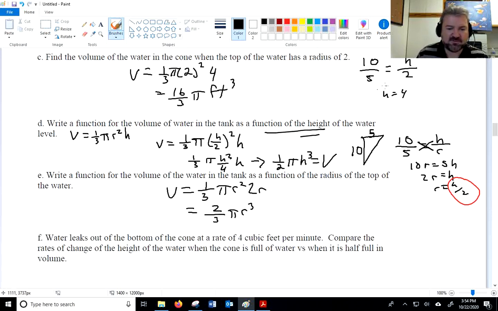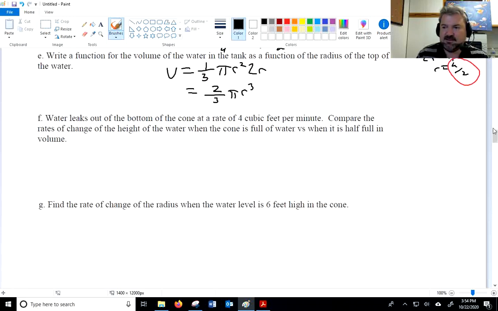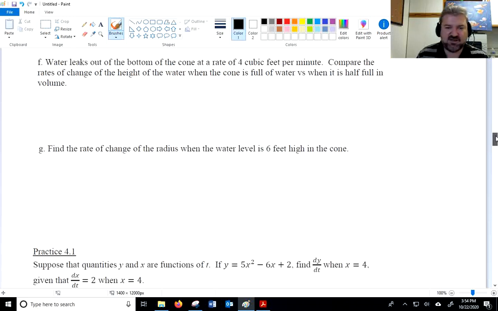Okay, water leaks out of the bottom of the cone at a rate of 4 cubic feet per minute. Compare the rates of change in the height of the water when the cone is full of water versus when it is half full in volume. Okay, so we're going to be comparing two different rates of change.